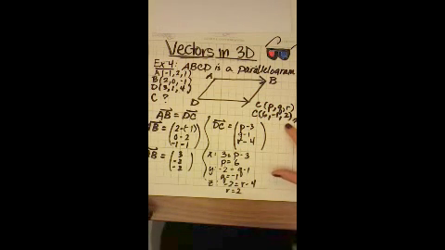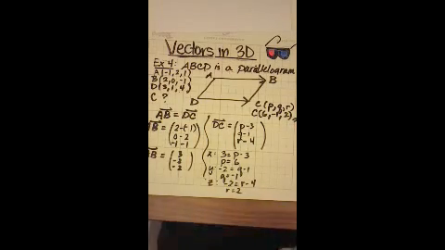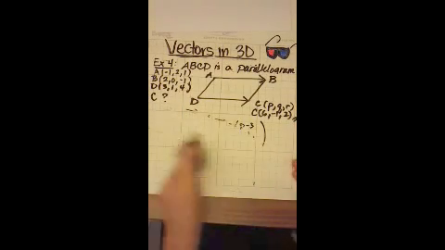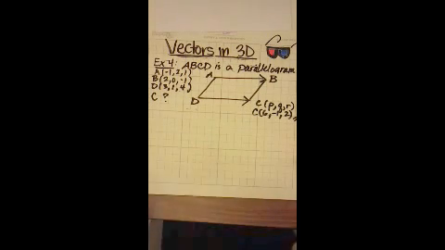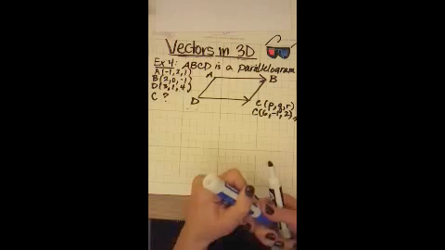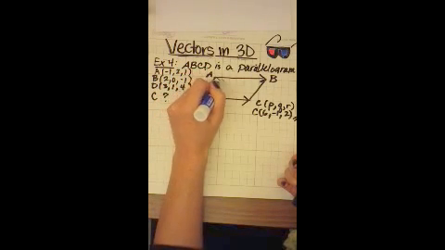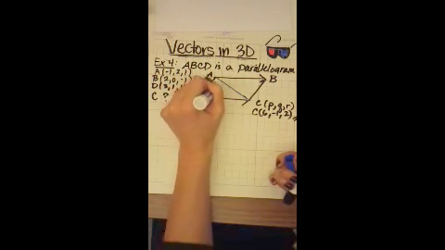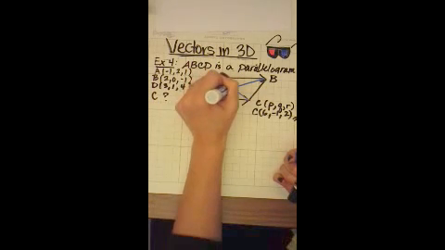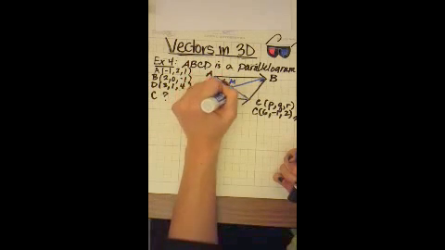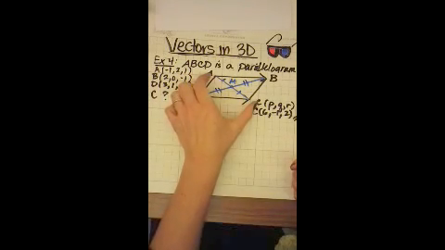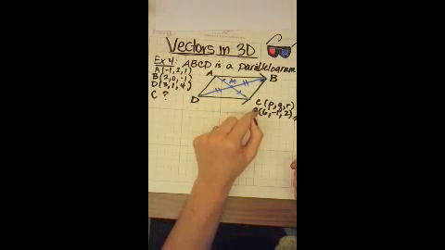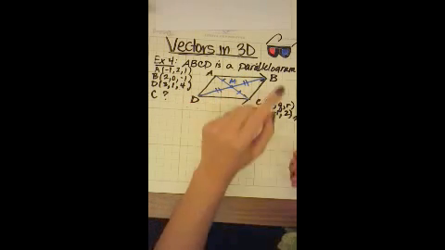Alright, so now that I have my coordinates, I'm going to check my work by using the midpoints of the diagonals. I know that for a parallelogram, the diagonals have the same midpoint. So I know that this diagonal, AC, and this diagonal, DB, intersect at each other's midpoint. So I'm going to find the midpoint of AC and show that it's the same point as the midpoint of DB.